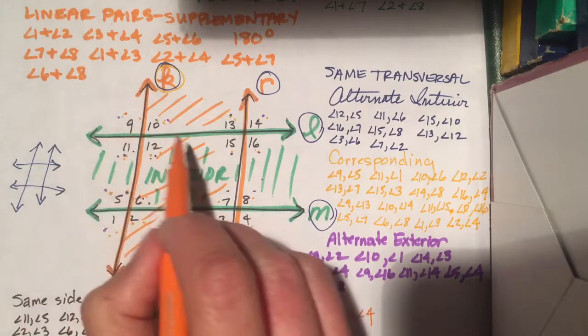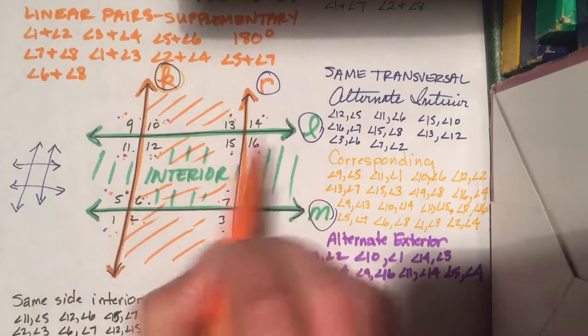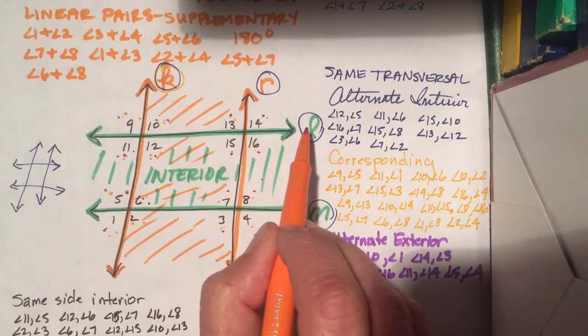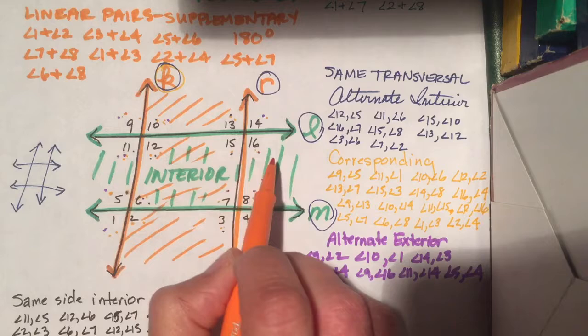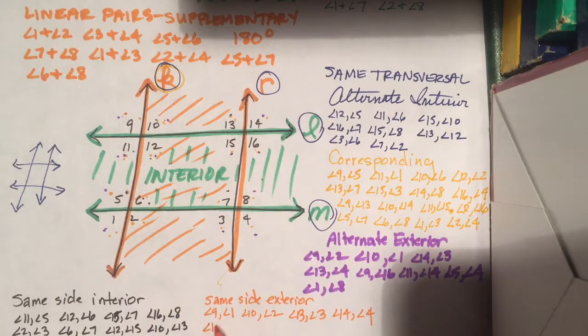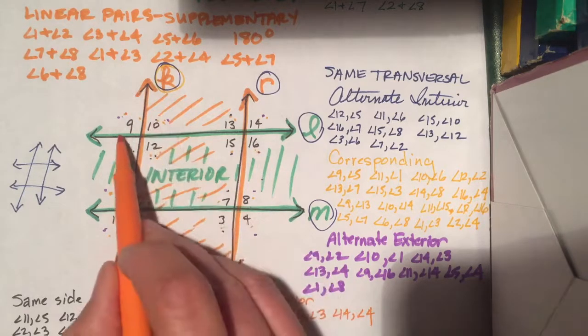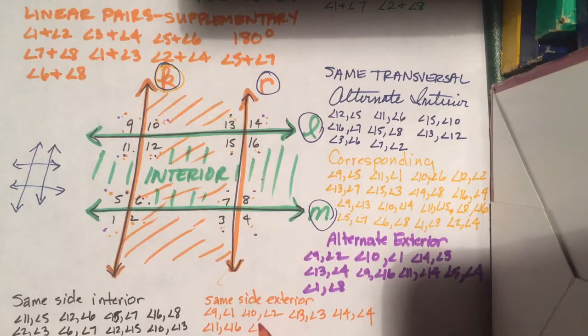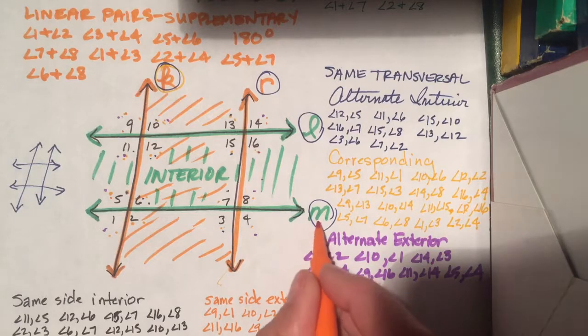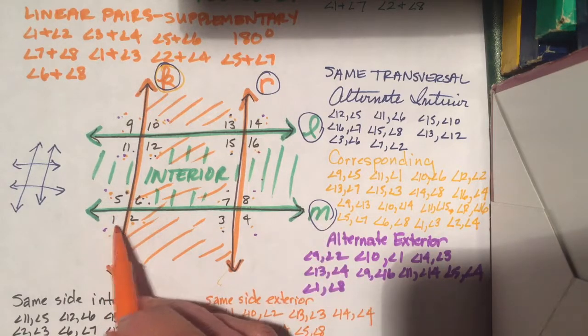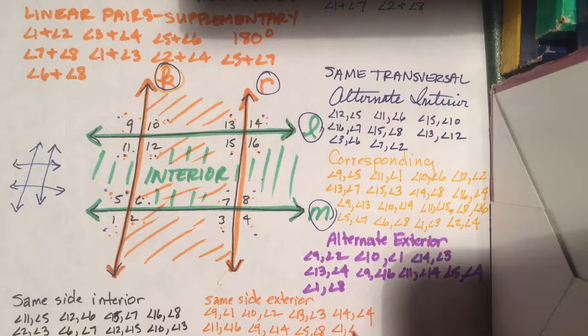And if I look at now the orange area with the green transversals, if I look at transversal L, then I've got 11 and 16 are same side exteriors. 9 and 14 are same side exteriors. 5 and 8 are same side exteriors because they're on transversal M now. And 1 and 4.